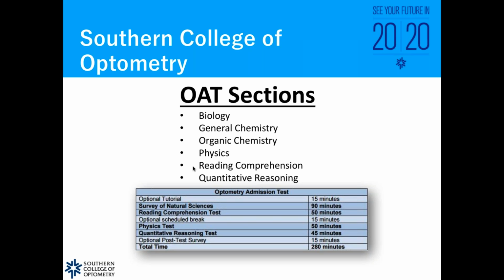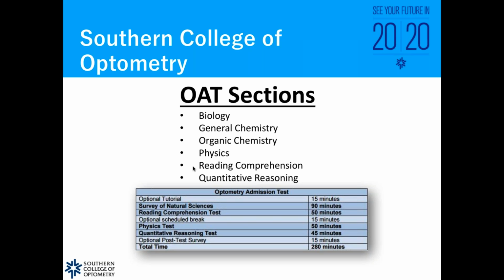So I have, straight from the Optometry Admissions Test website, the breakdown of what you're going to encounter on test day. And you're going to be given 280 total minutes to do each section. So think about timing when you're doing your preparation. 280 minutes is just over 4.5 hours. There's going to be a tutorial at the beginning. You will have an optional scheduled break in the middle.